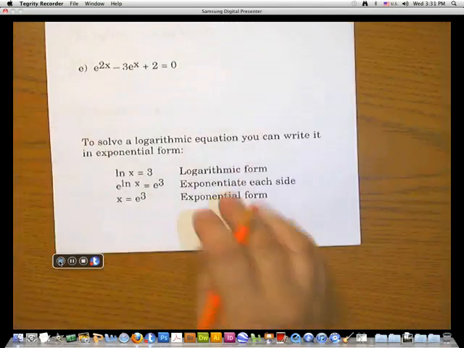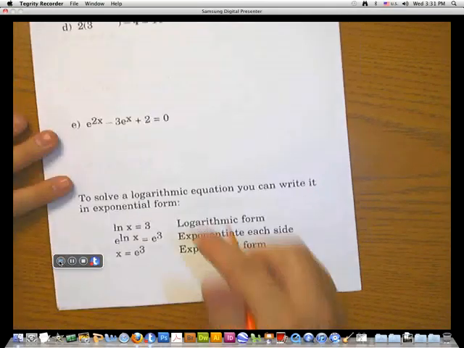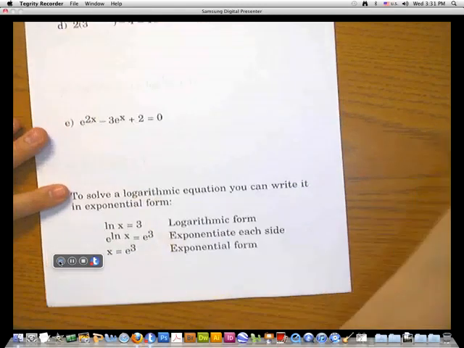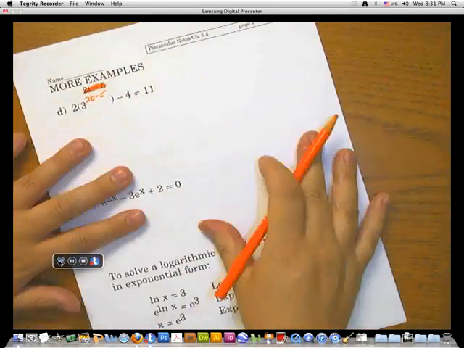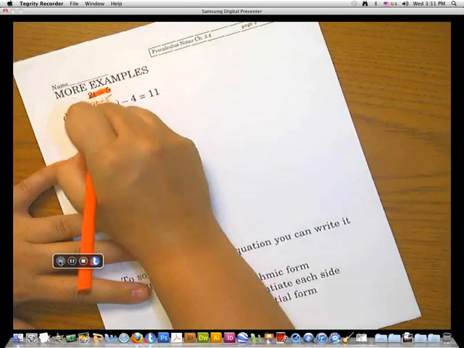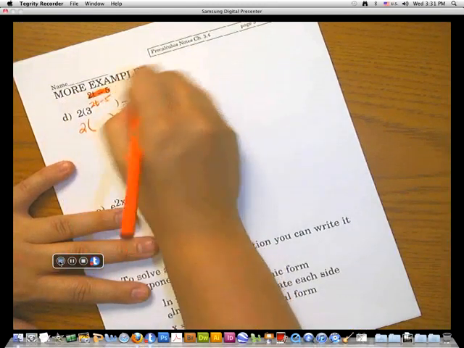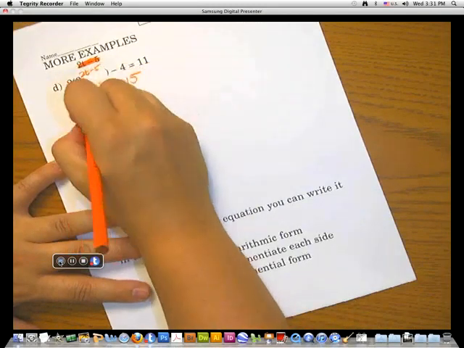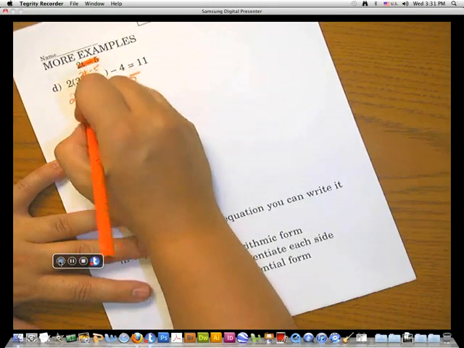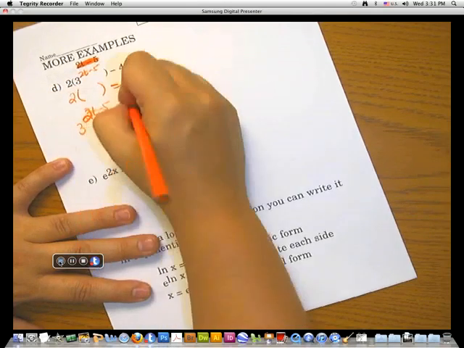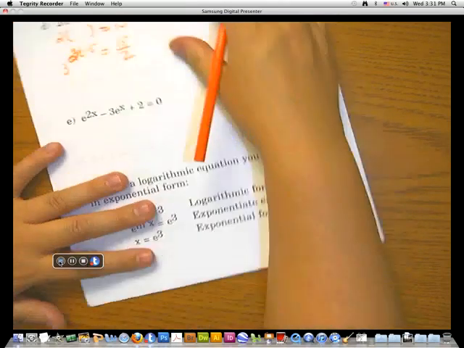All right, on page 3, that 2t minus 5 is actually an exponent down here. So in order to get to the exponent, we first have to get rid of the constant that's here. So we're going to have 2, and then that parenthesis, add the 4 over. Then we're going to divide by the 2. So I'm going to have 3 to the 2t minus 5 is equal to 15 halves.